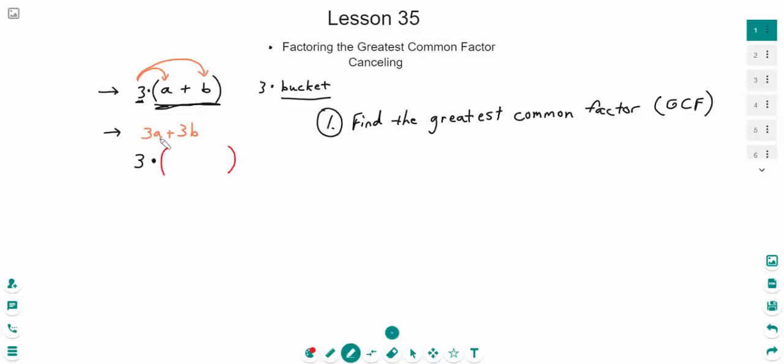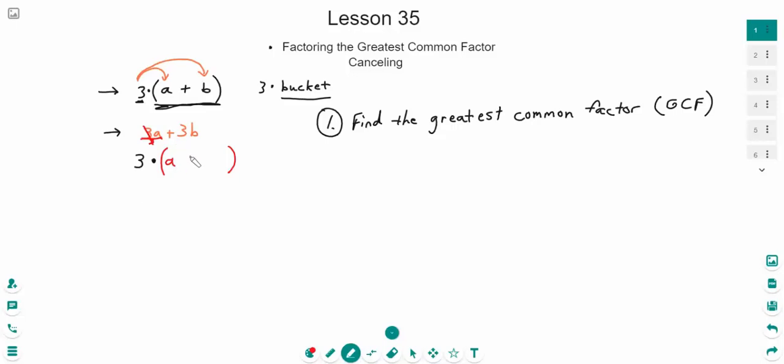So we take this first term, the 3a, and essentially we're going to take our greatest common factor, which is a 3, and divide out that 3 from this 3a term. So if we think of 3a divided by 3, well, the 3's are going to cross out. We're going to be left with an a. So that's what's left over. This bucket is for picking up the leftovers. So we put all of our leftovers into this bucket. So we have an a that's left over, so we put the a here.